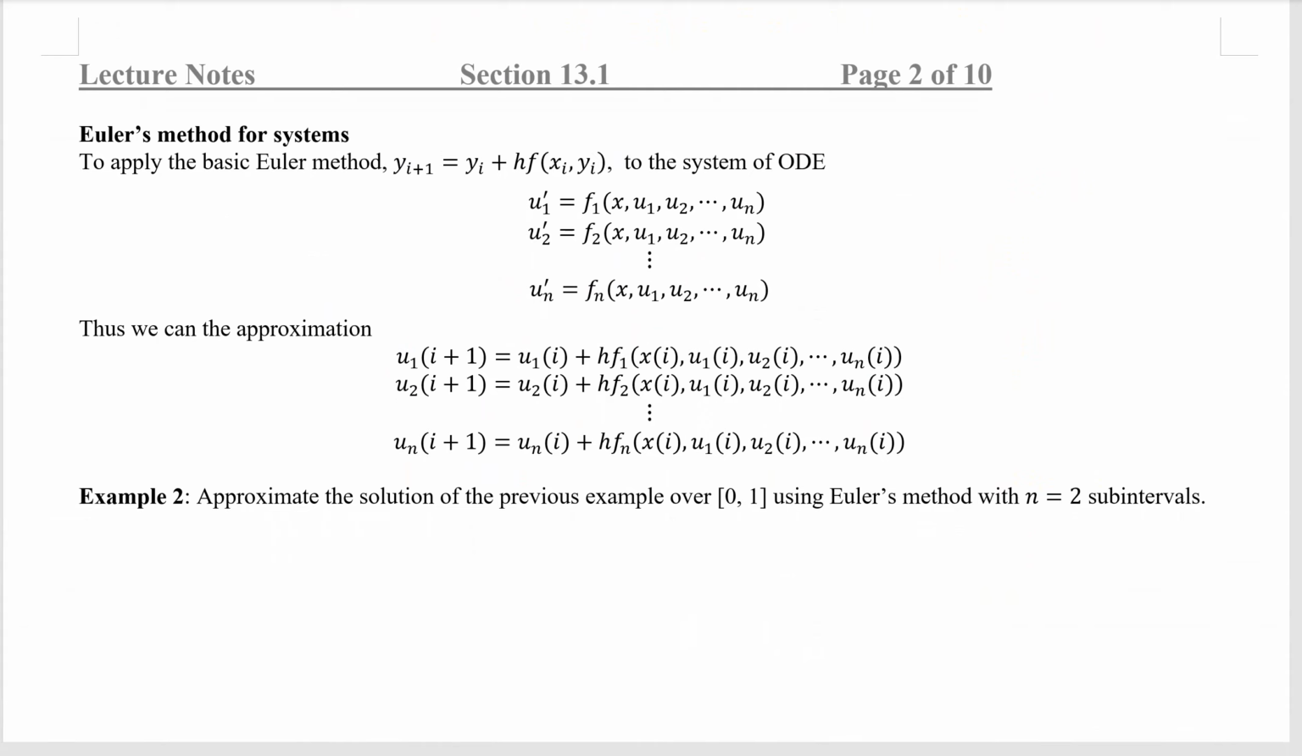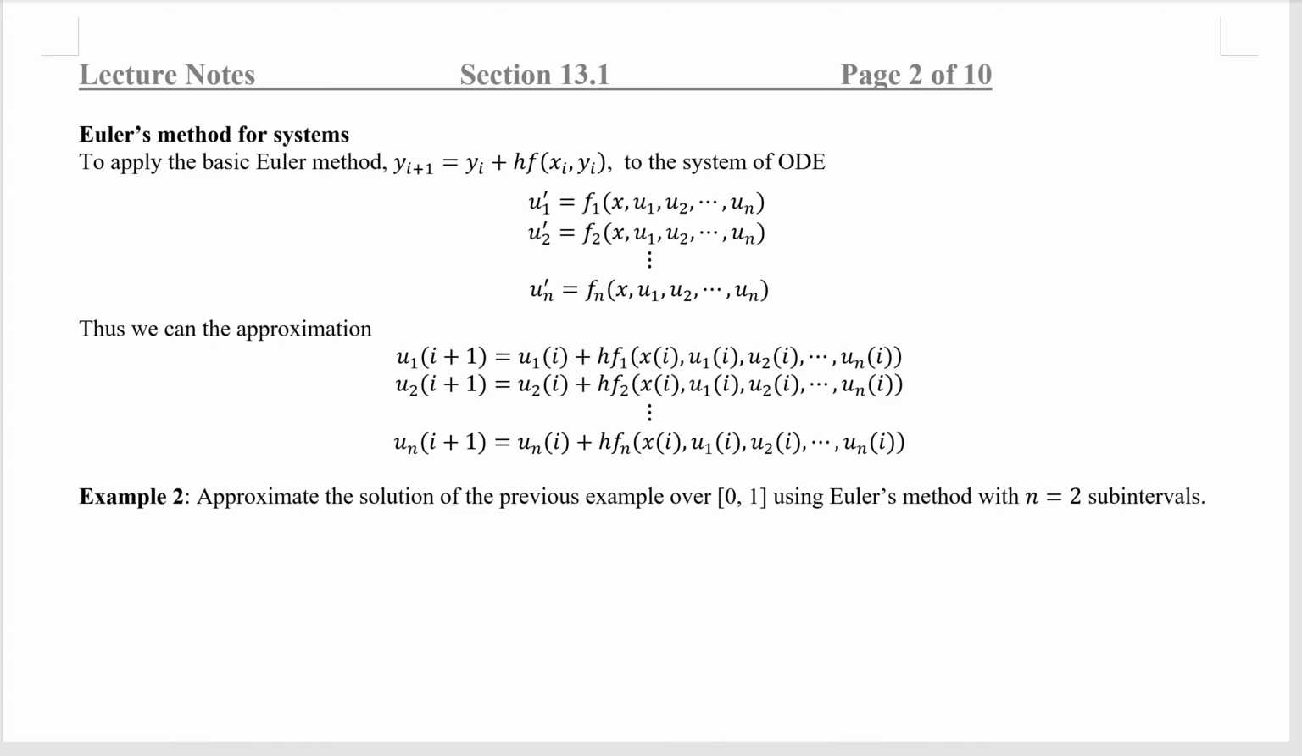Do you remember for the first-order ODEs, we talked about Euler's method and the Runge-Kutta method. In session 13.1.2, we will talk about Euler's method, and then in session 13.1.3, we will talk about the Runge-Kutta methods for systems of ODEs. To apply the basic Euler's method, we have y i plus 1 equals y i plus h times the slope, which is f of x i, y i.